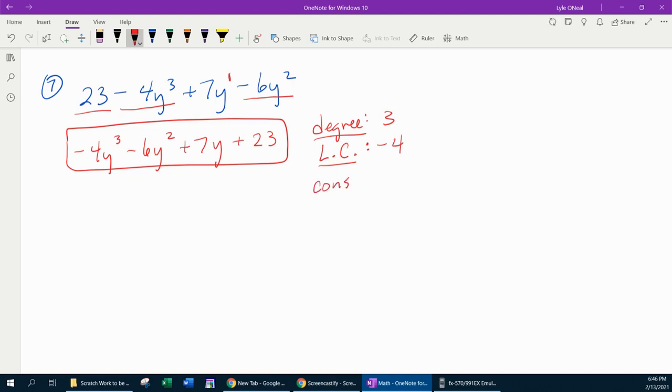And constant. Which term is the constant? And remember, that's the number without a variable. So that's going to be plus 23. Of course, you don't have to put the plus if you're just listing the constant. It's just 23. And that's going to do it for that example.